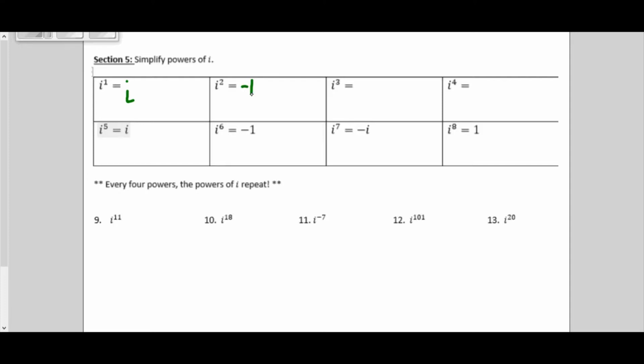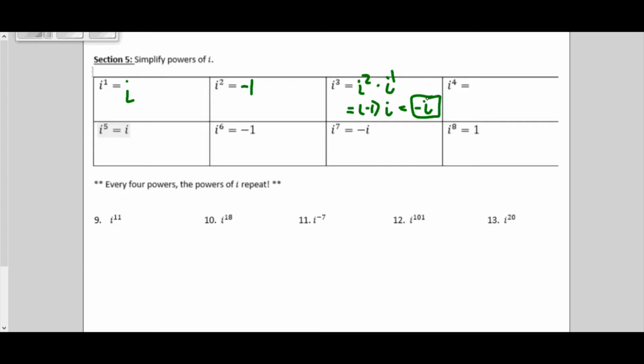i cubed, we can split up i cubed to be i squared times i to the first. If we add the 2 and the 1 together, we get 3. So this is just properties of exponents. So i squared is negative 1, and i to the first is i. So this would be negative i.